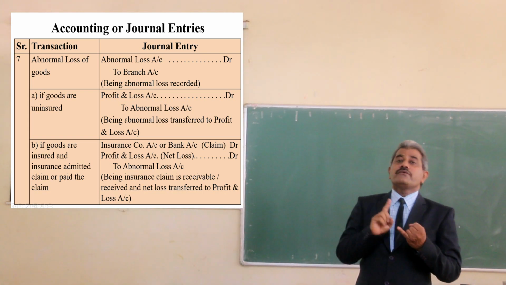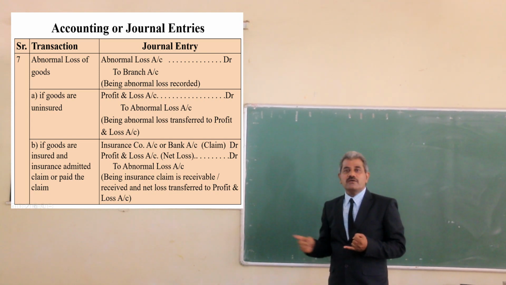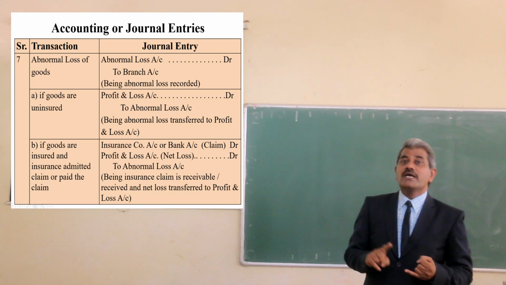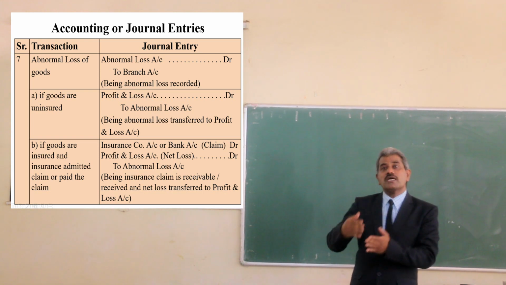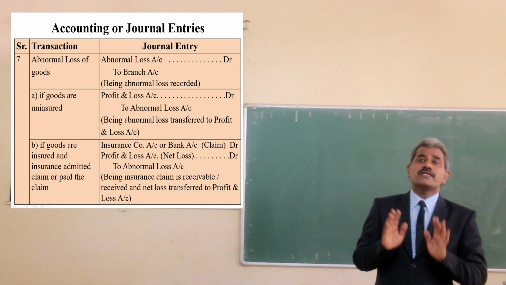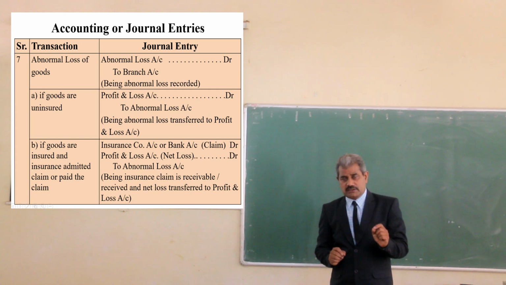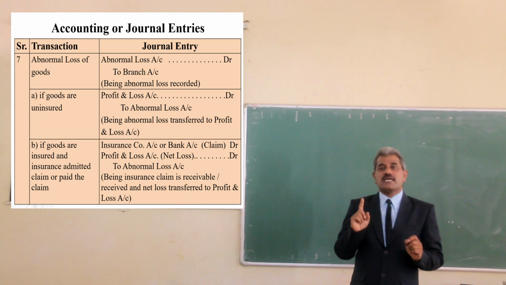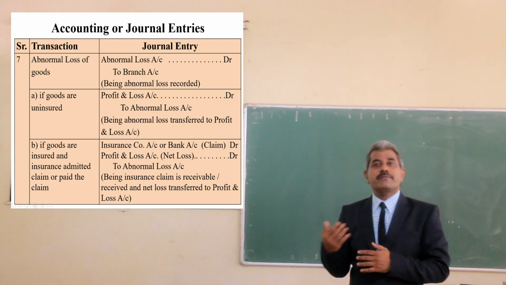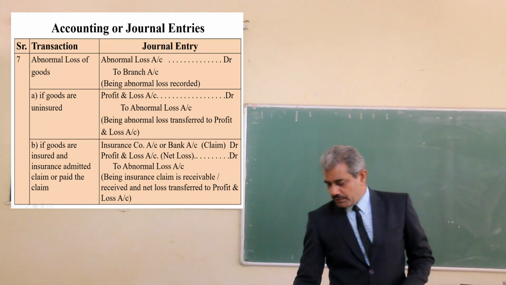So first we have to record abnormal loss by passing entry abnormal loss account to branch account, and then we have to take into consideration whether the goods are uninsured or insured. If the goods are uninsured, transfer total abnormal loss to the profit and loss account, and if the goods are insured and the insurance company admitted or paid the claim, then find out the net loss, and only this net loss is transferred to the profit and loss account, and the remaining amount, that is the claim amount, will be debited to the insurance company account or bank account. Is that clear? We go ahead.